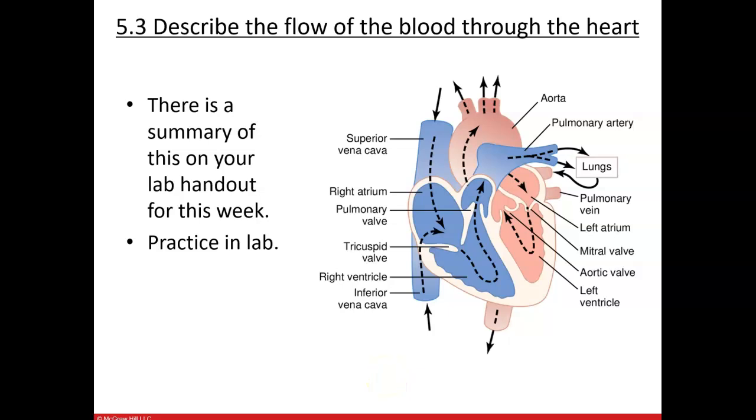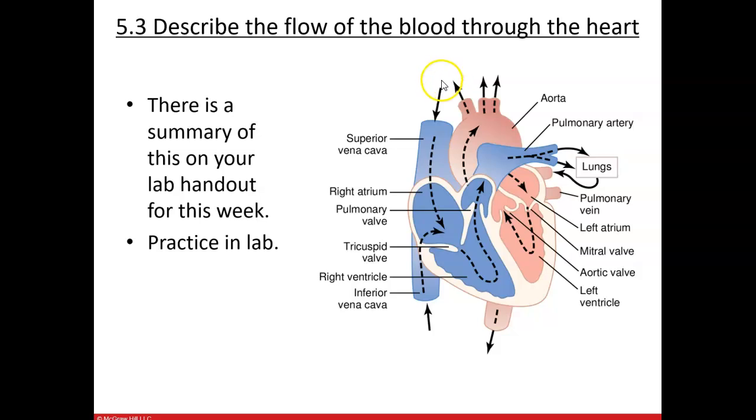So we're going to practice this both in lecture and lab. And I have it written out word for word in your lab handout. So you don't need to write down everything I'm saying, but this is just a video that you could use to practice. And it has the arrows here. You might want to use a blank sheet with a heart drawn on it without the arrows and practice going with your finger. That way you can practice the names of the parts and the flow of the blood. So this is what I want you to be able to say.